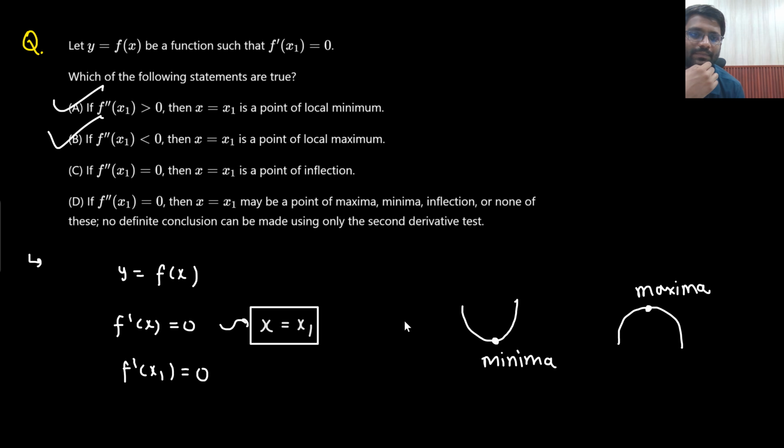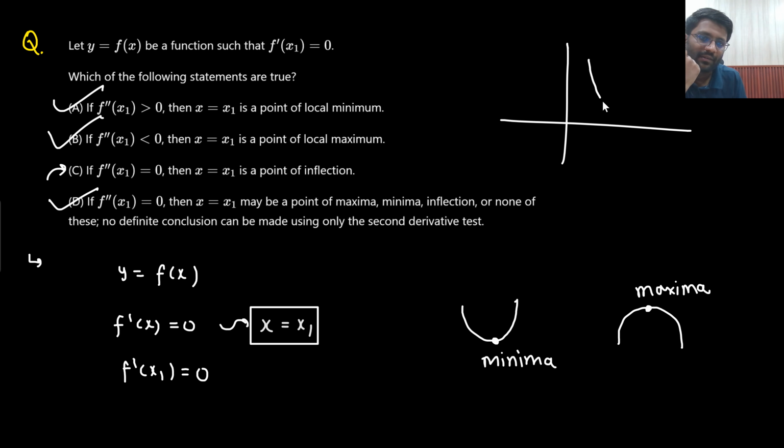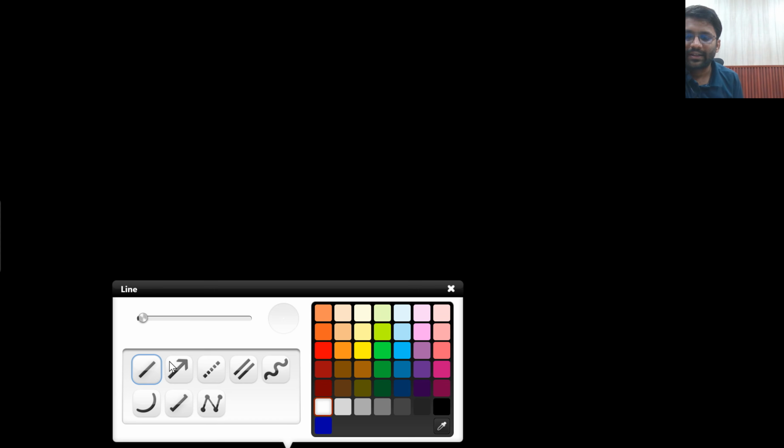Why is that so? If your f double dash x is 0, does it have to be a point of inflection? Is it necessary or not? No, it is not necessary. This option is correct. Why it is not necessary, we will talk about it. Have some patience. We will take an example and talk about it. Or can I explain in another manner? Yes, I can explain. Okay, let's take up a graph like this.